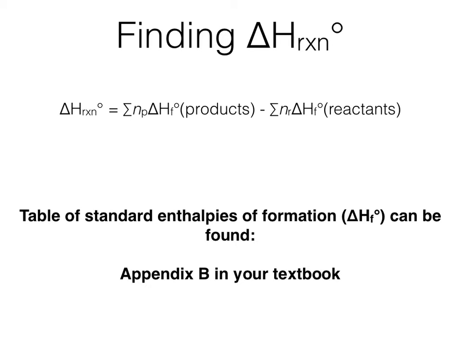Making this more specific, the delta H of reaction is the sum of the enthalpies of formation of the products minus the enthalpies of formation of the reactants. And we can find the standard enthalpies of formation from Appendix B in your textbook. Okay, so let's see how this actually gets used.